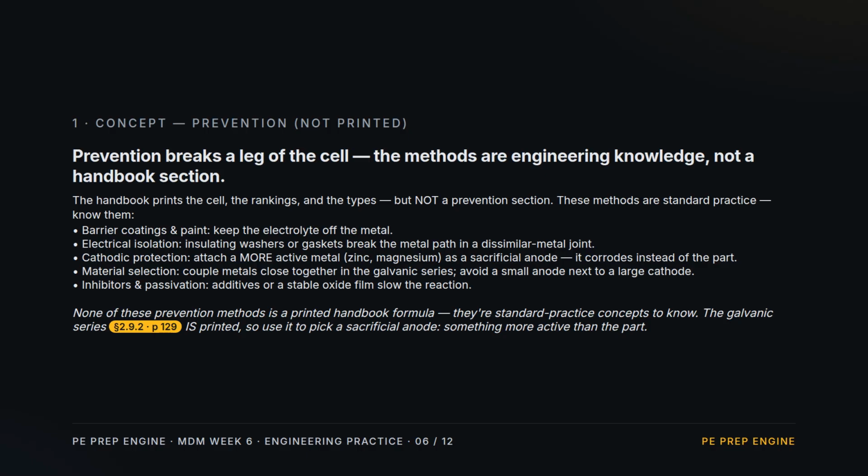Coatings and paint keep the electrolyte off. Insulating washers cut the metal path in a dissimilar metal joint. Cathodic protection bolts on a more active metal, zinc or magnesium, as a sacrificial anode that corrodes in the part's place. Smart material selection keeps coupled metals close in the galvanic series and avoids a tiny anode feeding a huge cathode. And inhibitors or a passive oxide film slow the reaction. The one printed tool you lean on is the galvanic series. It tells you which metal is active enough to sacrifice.